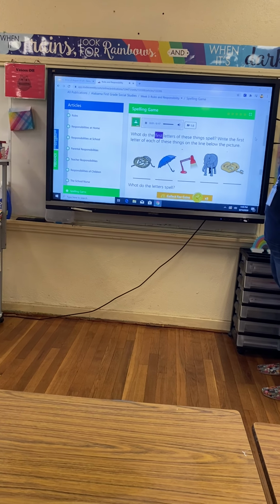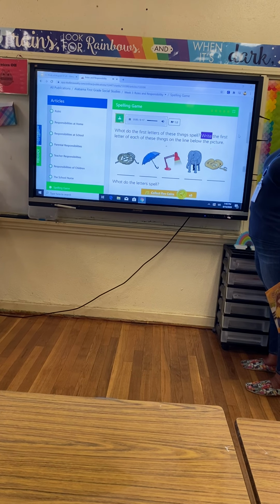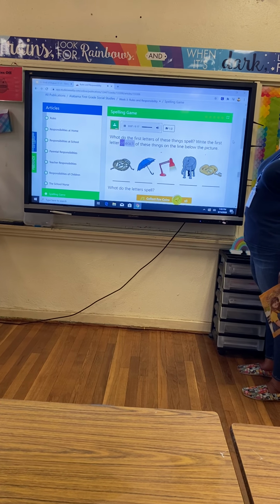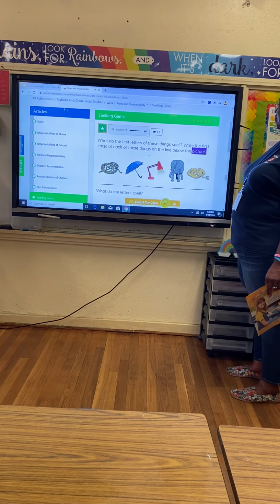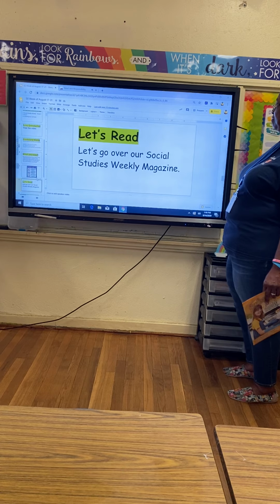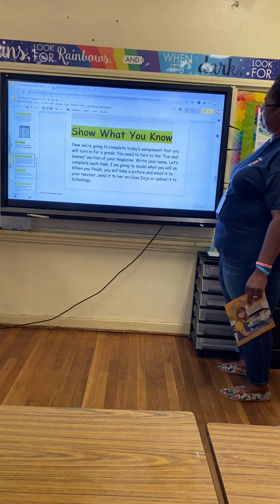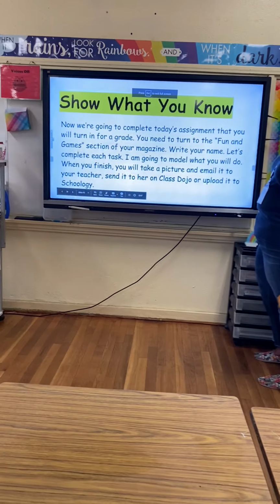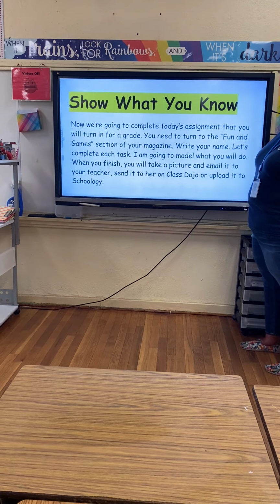What do the first letters of these things spell? Write the first letter of each of these things on the line below the picture. What do the letters spell? Okay. Show what you know.